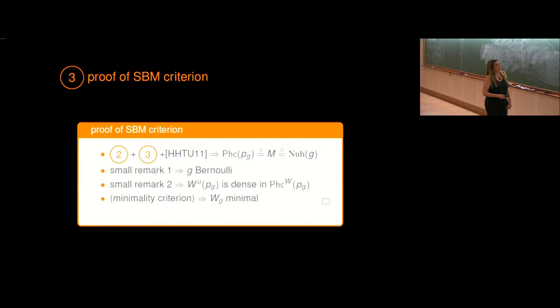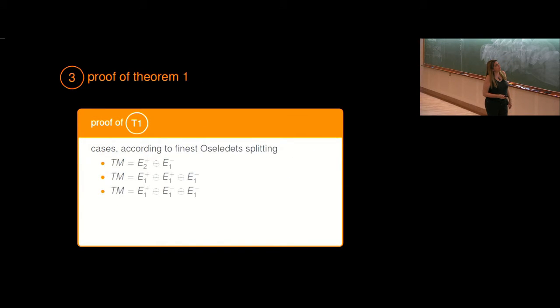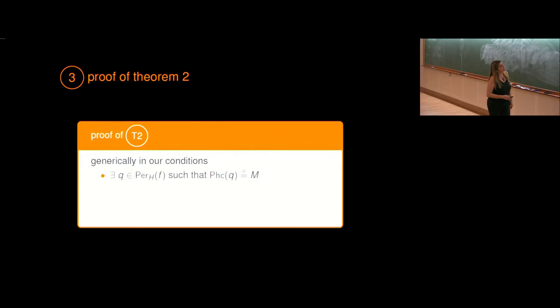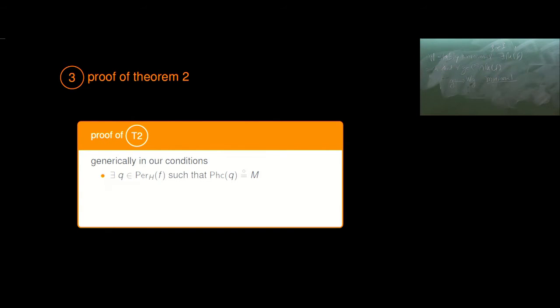because I will not prove this part, because I don't have time. I will not prove theorem 1. I want to prove theorem 2. So generically in our conditions, we have minimal expanding foliation.